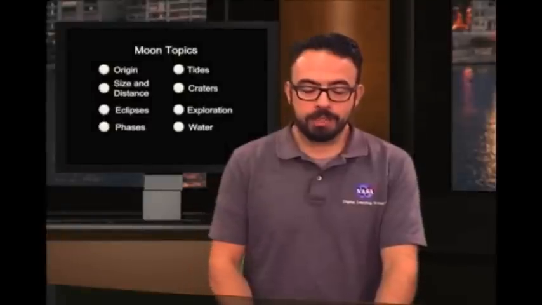Okay, up next we're going to talk about the size and distance of the moon. So we'll start by talking about the distance of the moon. And in order to give you an idea of just how far away the moon is, I want you to imagine Earth is a basketball. So if you've ever seen or held a basketball, imagine that as the Earth.